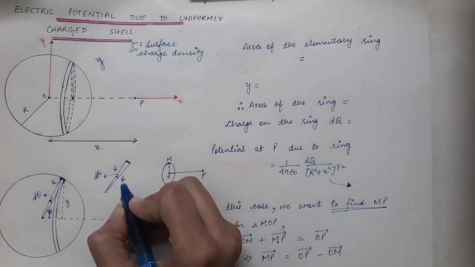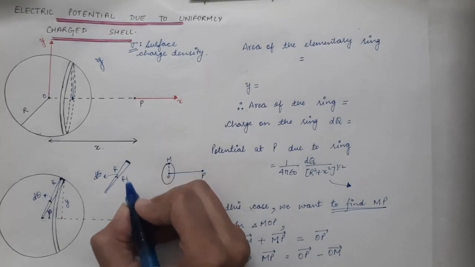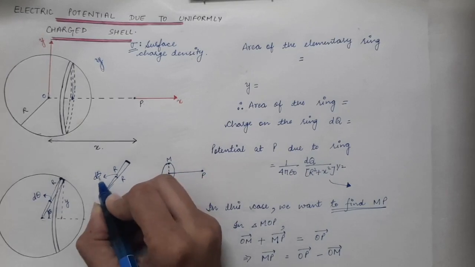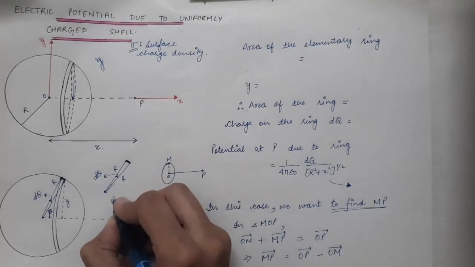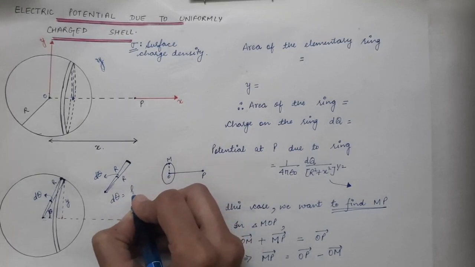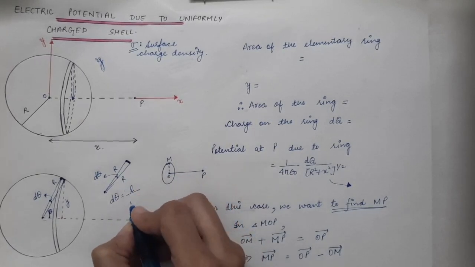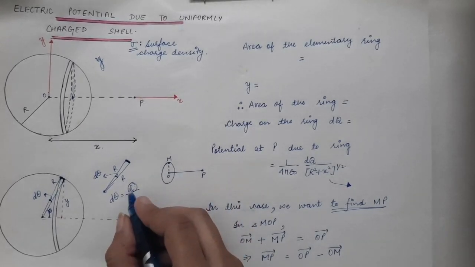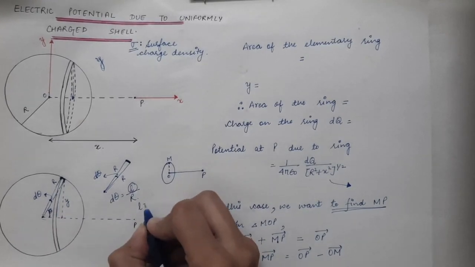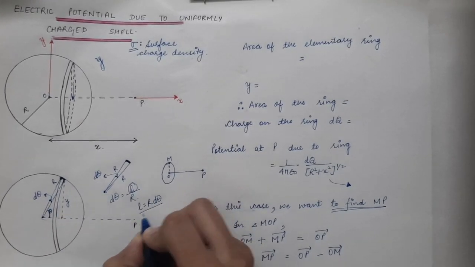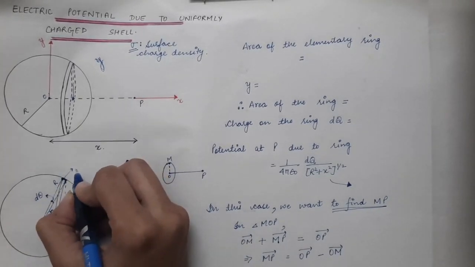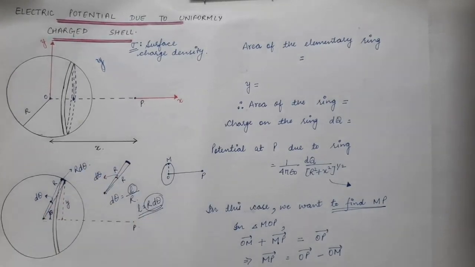So we will use the property of an arc. We will consider this as an arc of a circle, and the angle which is subtended by this arc at the center is equal to d theta. The property of an arc says that d theta will be equal to the length of the arc, let's say L, divided by the radius, which is capital R. So from here we can find the length, or you can say the thickness of this elementary ring, that will be equal to R into d theta. So the thickness of the elementary ring will be equal to R into d theta.